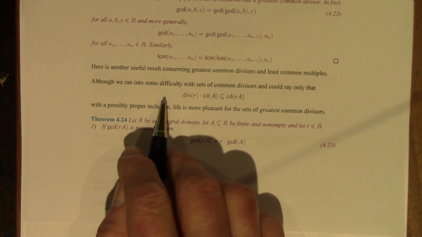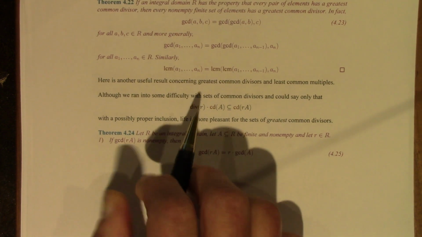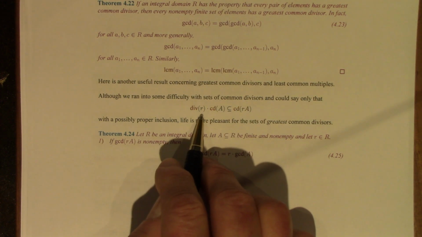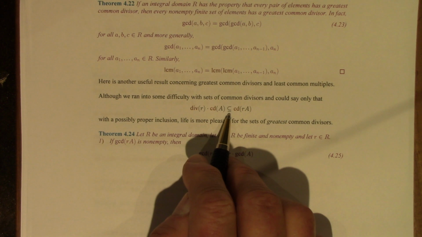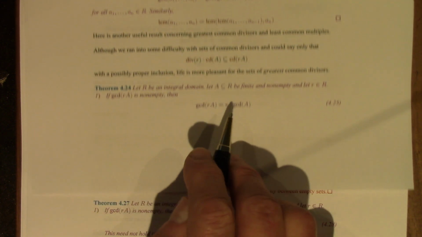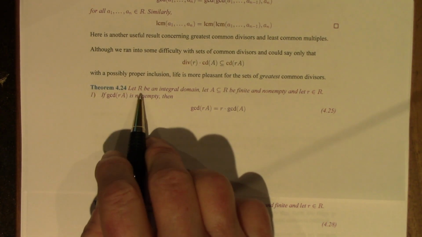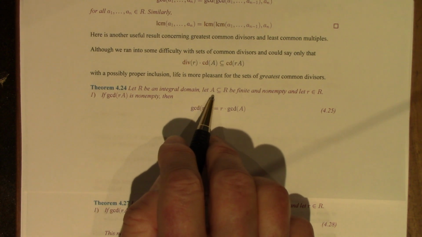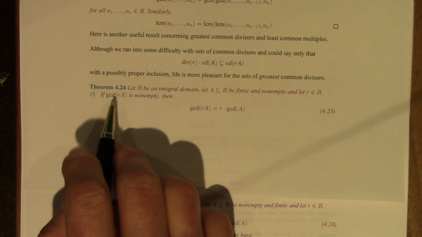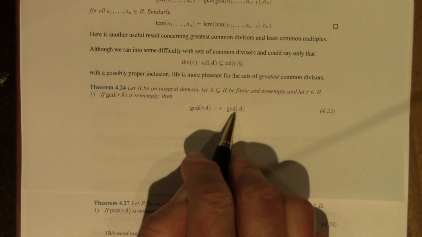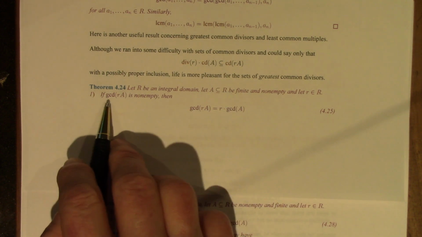Now, we did run into some difficulty, you might say, with sets of common divisors, and could say only that this was an inclusion and it might be proper. For greatest common divisors, things are more pleasant. Let R be an integral domain and A a finite non-empty subset of R, let little r be in R. If the GCD of rA is non-empty, then we have this nice formula. But this is required.